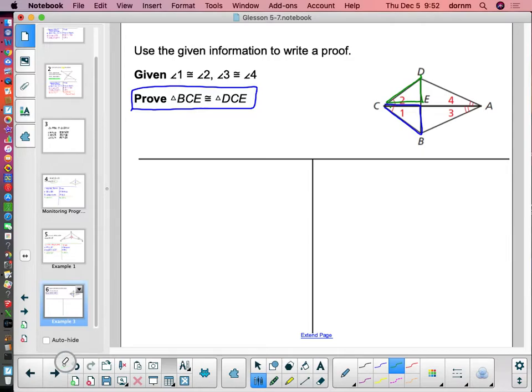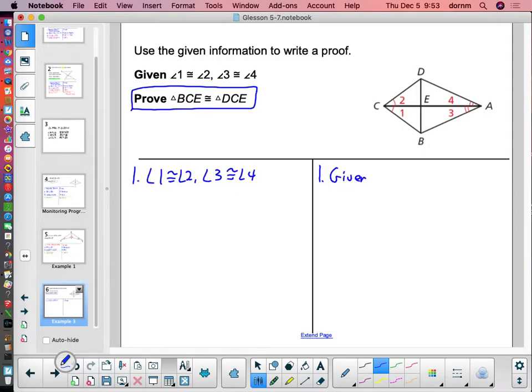So what I have to do is start by proving that other triangles are congruent, then use CPCTC to use additional parts, and then I'll have enough parts. So this is tricky, but I want you to see this. And again, this is probably harder than anything we'd see on a test. So what do we always start with? We always start with our givens. Angle 1 is congruent to angle 2, and angle 3 is congruent to angle 4.